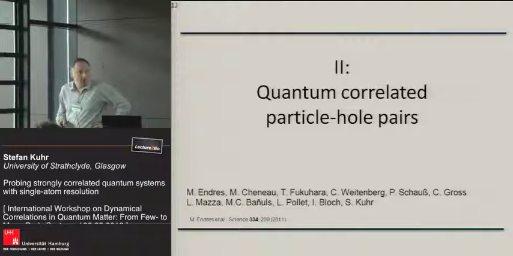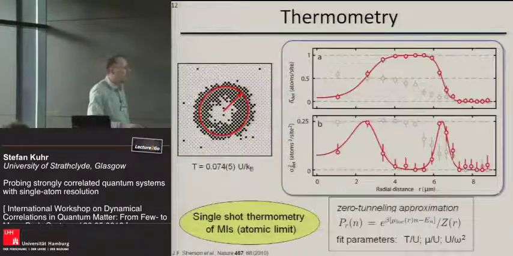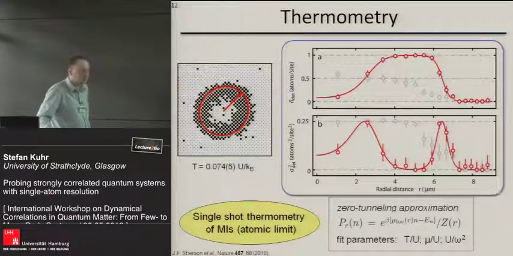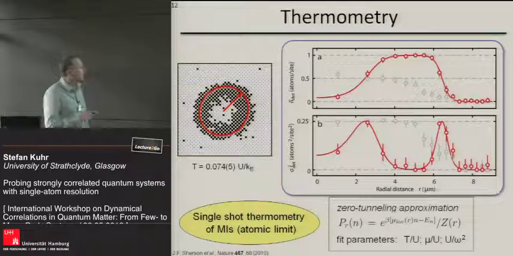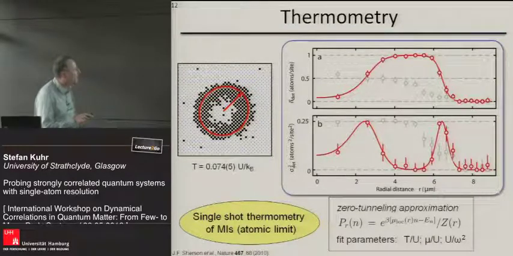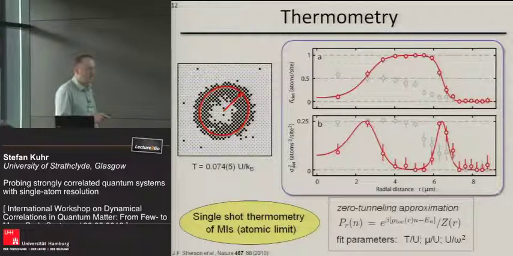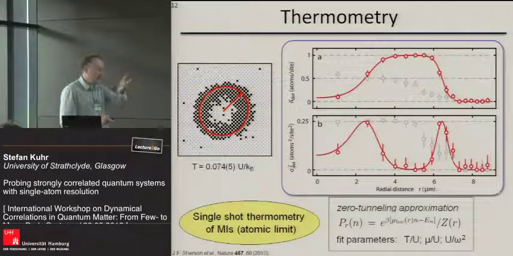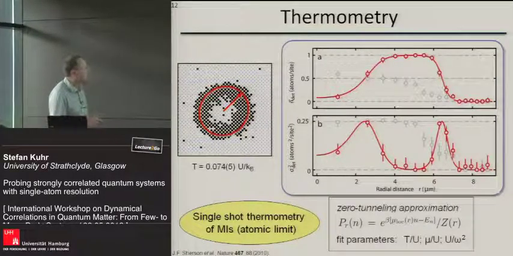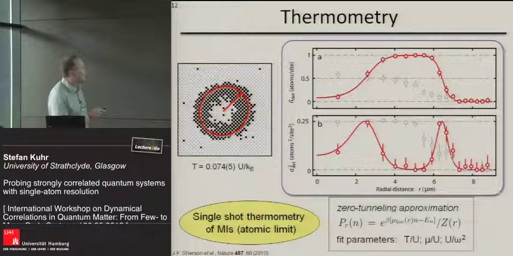Now, can I ask one question? Sure. You say this is from a single shot, but the variance is not determined from a single shot. Yes, it is from a single shot. The data you see from the azimuthal behavior. Is that how you do it? Yes. So the question is, is this indeed a single shot? Yes. And the variance is basically the variance of the atom number in a radial bin.